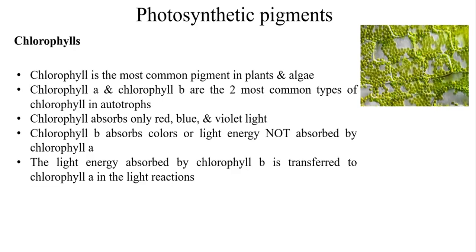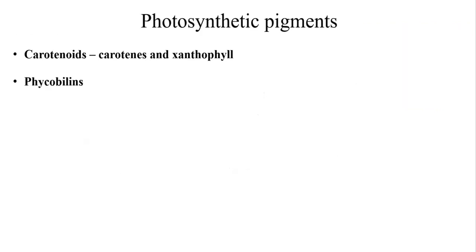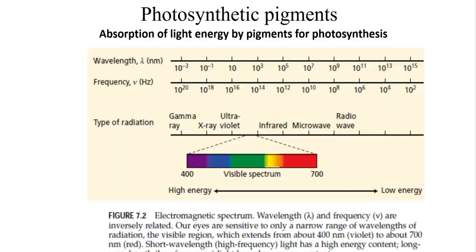The chlorophyll A accepts some particular forms of light, and chlorophyll B absorbs some light that is not absorbed by chlorophyll A. So this complementary action of both chlorophyll A and chlorophyll B makes sure that most of the light rays are absorbed from the sun. And other types of pigments are also there, like carotenoids, carotenes and xanthophylls, and phycobilins. These are the major types of pigments used for absorbing light rays during photosynthesis.